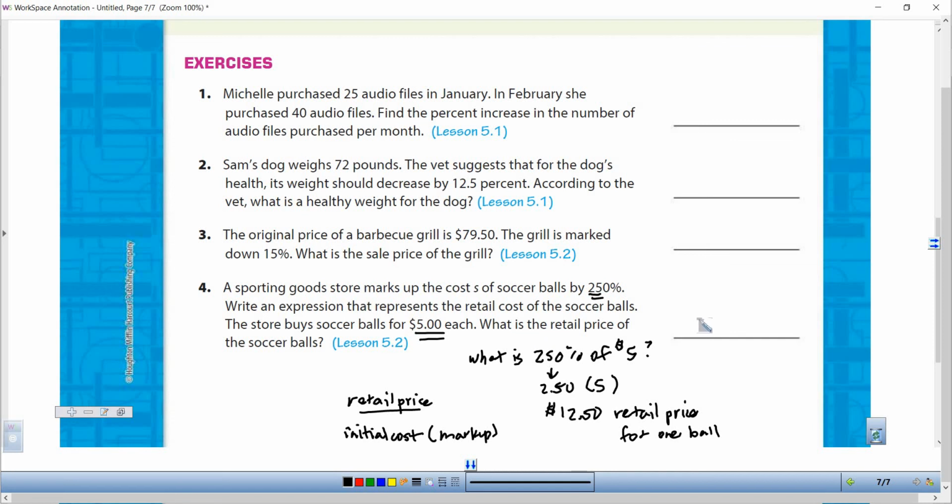Now I want to make sure I answered the question. All right. What is the retail price? That is $12.50. It says write an expression that represents the retail price of the soccer balls. All right, so let me just do this one. That $12.50 is the price per ball, right? So if they sell S balls, the retail cost for S balls would be $12.50 S, right? So if they buy one, it's $12.50 times 1. If they buy 10, it's $12.50 times 10. I'm not a big fan of how they worded that question. All right, but $12.50 each, that was the big idea there. And if you buy S of them, you would simply multiply by whatever S is.